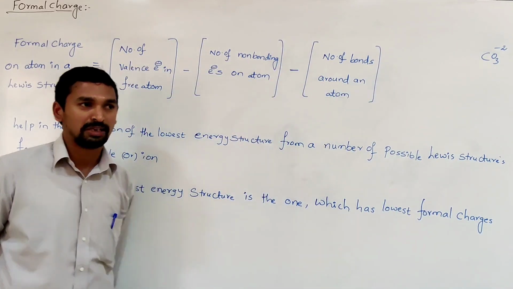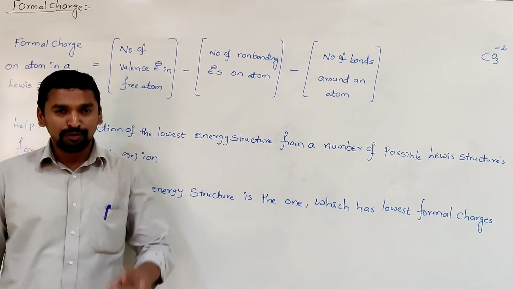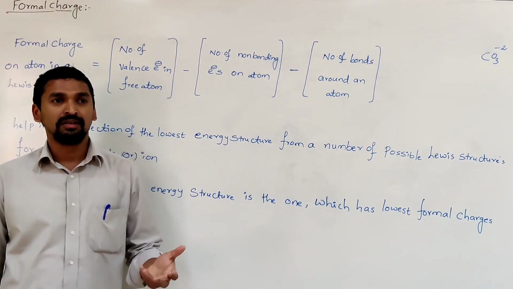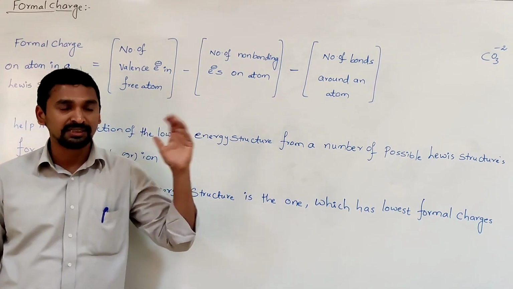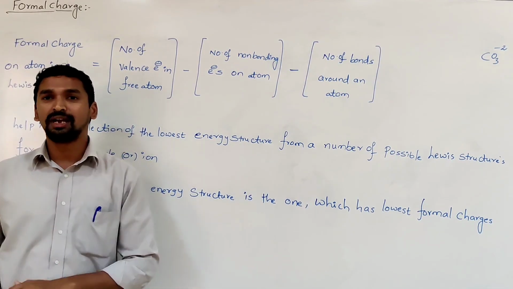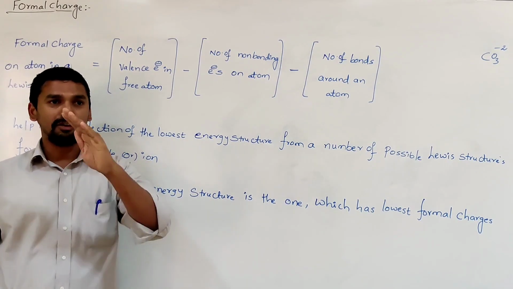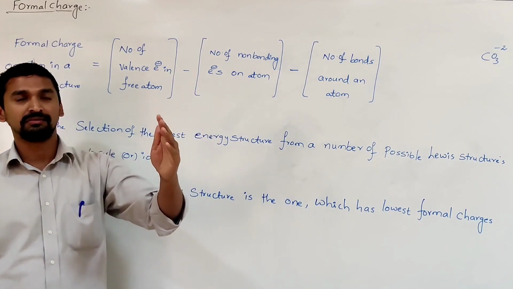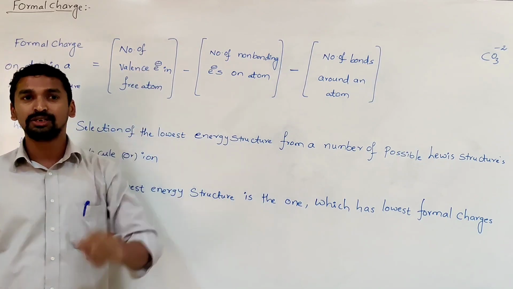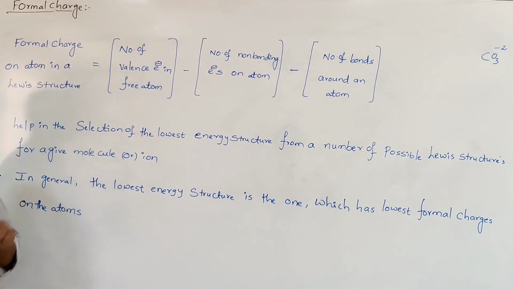So what do you mean by the formal charge? Basically, before combining, the number of valence electrons in the free atom, and after writing the Lewis structure, for each atom we assign some number of electrons. The difference between the valence electrons in the free atom and the number of electrons assigned to each atom in the Lewis structure is called the formal charge.